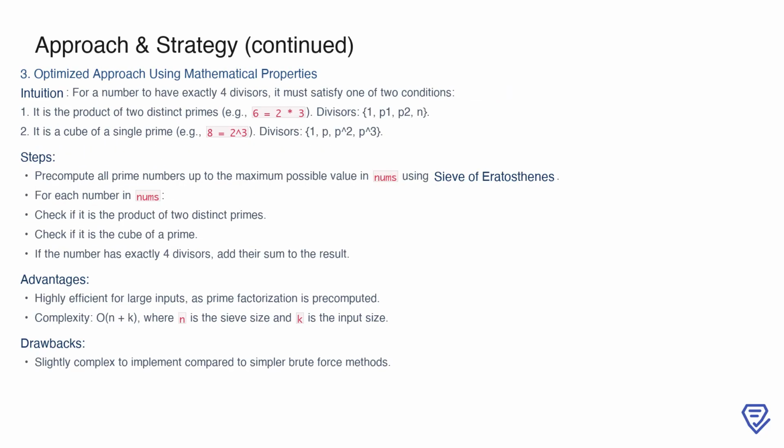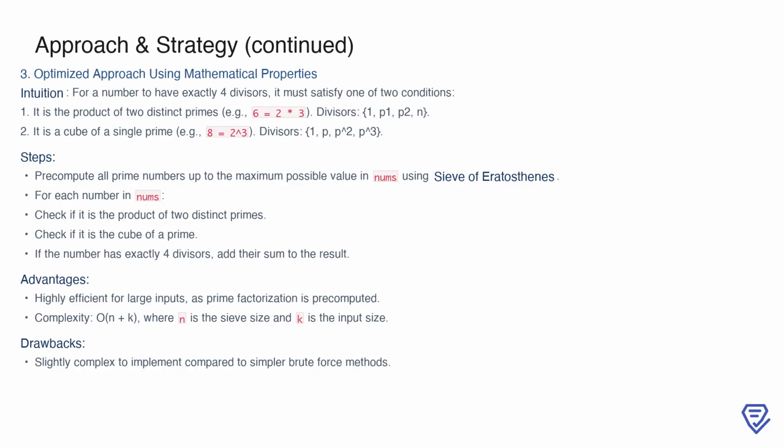To achieve even greater efficiency, we can use an optimized approach that leverages mathematical properties of numbers with exactly 4 divisors. Specifically, a number can have exactly 4 divisors in 2 cases: either it is the product of 2 distinct prime numbers, or it is the cube of a single prime number. For example, the number 6 is the product of 2 and 3, and its divisors are 1, 2, 3, and 6. Similarly, the number 8 is the cube of 2, with divisors 1, 2, 4, and 8.